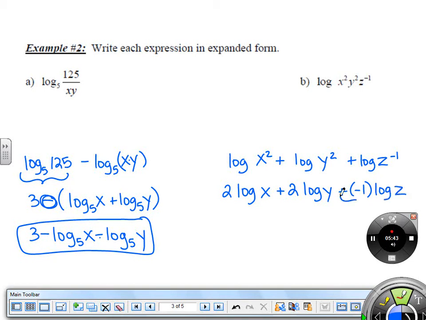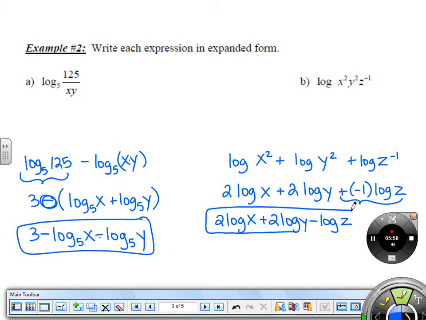And then notice this one right here, adding a -1 times something is really going to make it -1. So my final answer will be 2 log of x plus 2 log of y minus log of z. Now, keep in mind that this log is not missing a base. Remember, it's the common logarithm, and its base is 10.